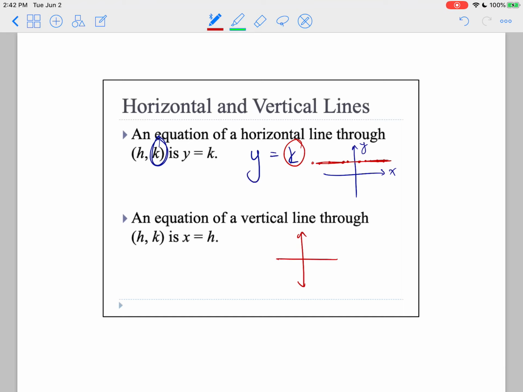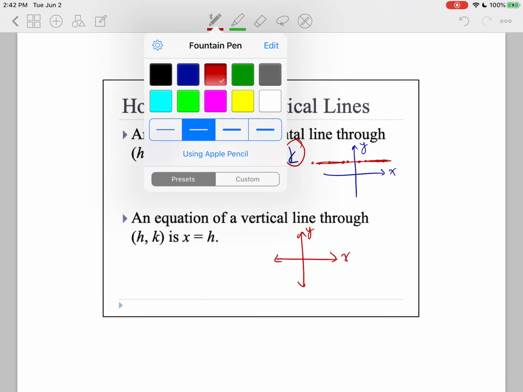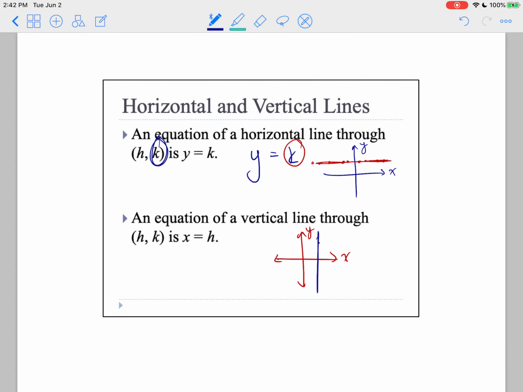Likewise, for a vertical line, the x-coordinate of every single one of these points that make up this line is exactly the same. It's a constant. X is equal to some number. That number is the number that is the x-coordinate of every single point that's on that line. And so since x is constant, y is the thing that's changing, the equation is x equals a constant. We don't care what y equals. No matter what y equals, x is equal to this number.